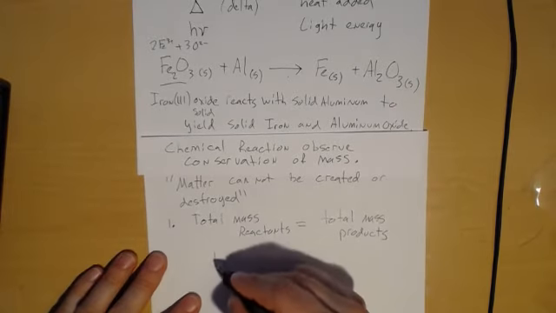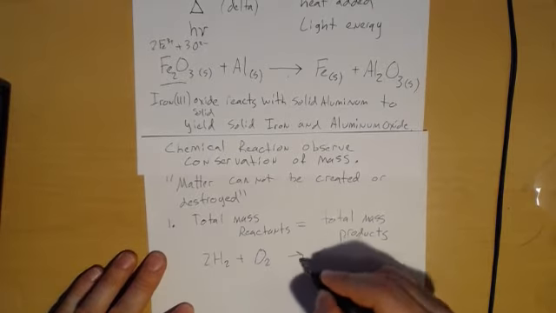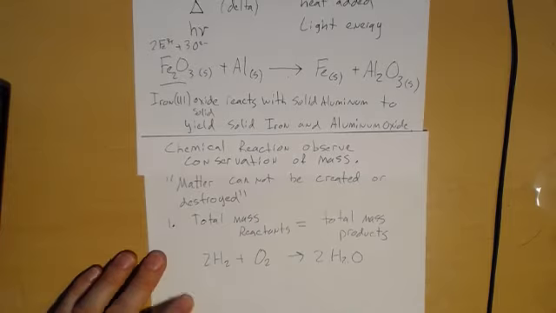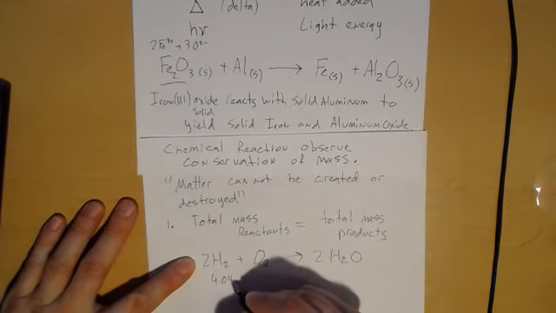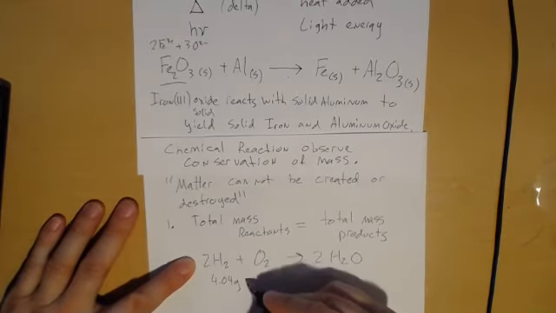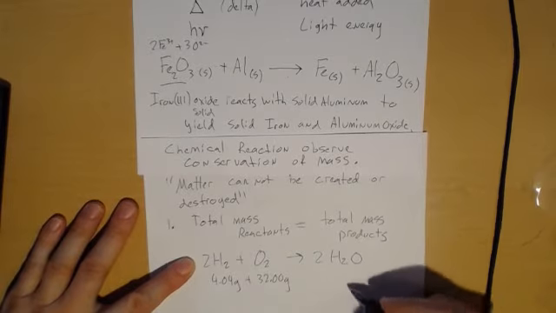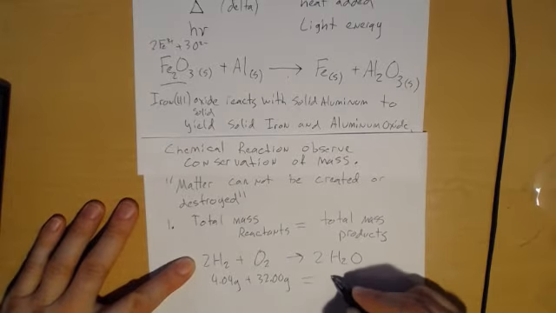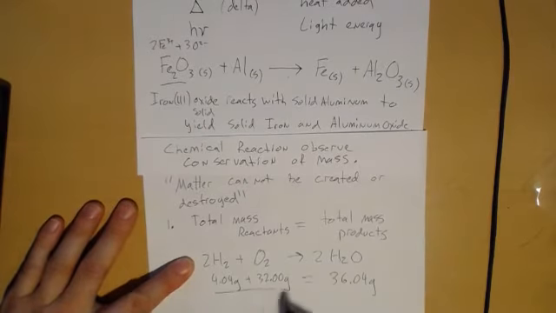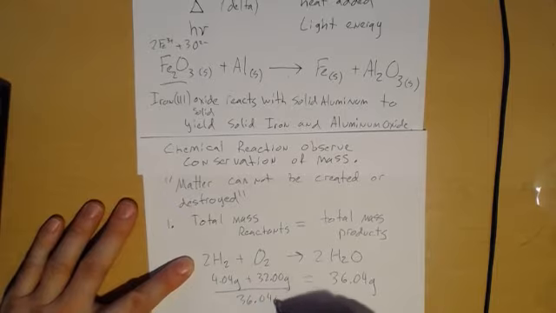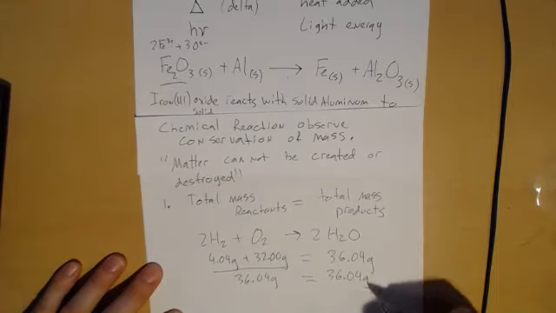So let's do a balanced chemical equation. If I have 2 hydrogen react with 1 oxygen to make 2 water, over here I would have, let's see, that would be 2 times 2, 4.04 grams of hydrogen reacting with 32 grams of oxygen. And by golly, that would equal 36.04 grams of water, right? So this total here, 36.04 grams, has to equal this amount here, 36.04 grams.